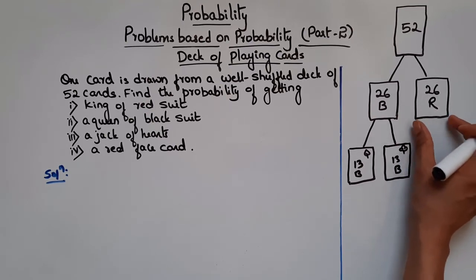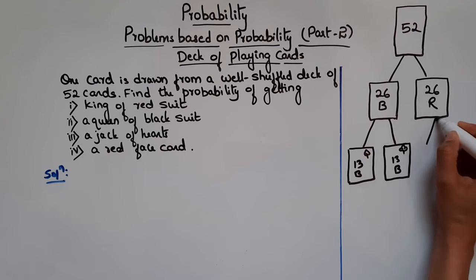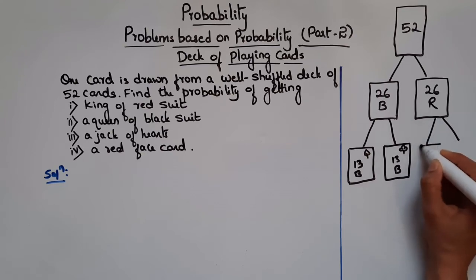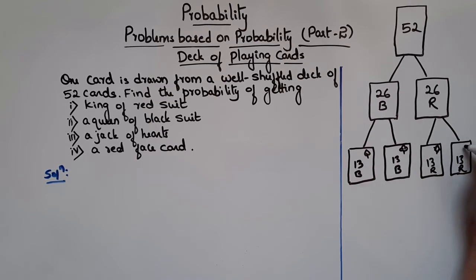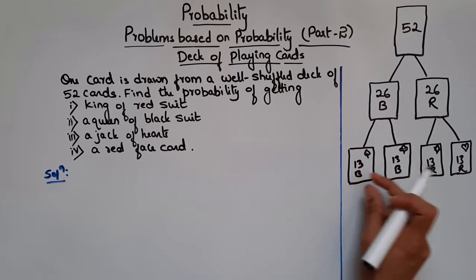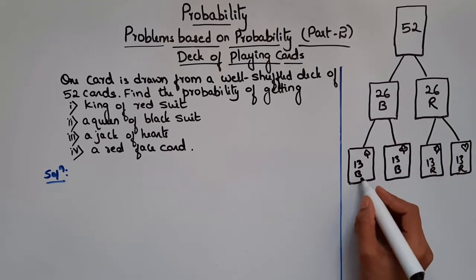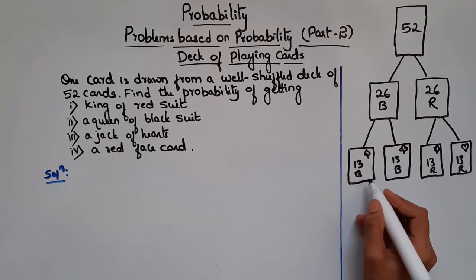Similarly, these 26 red cards, based on different types of cards, here also we have 13 red diamond cards and we have 13 red heart cards. I hope this is clear till here. So each set of these 13 cards is called a suit. So in each suit there are 13 cards.